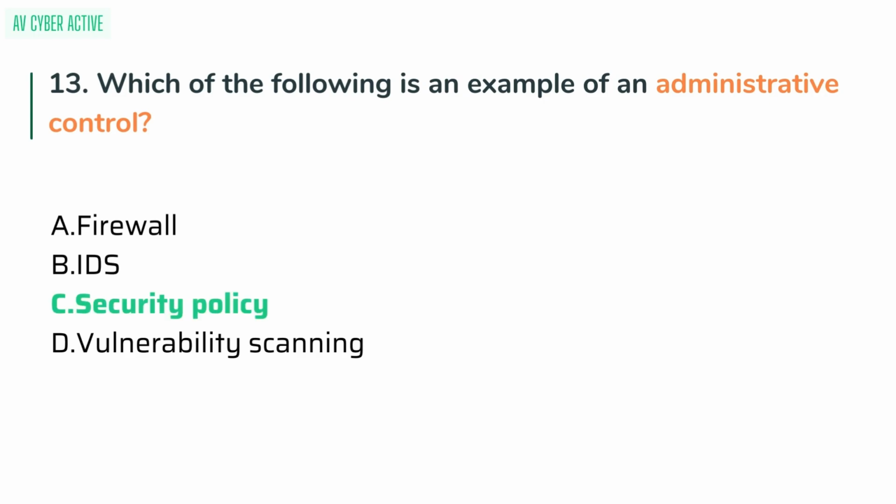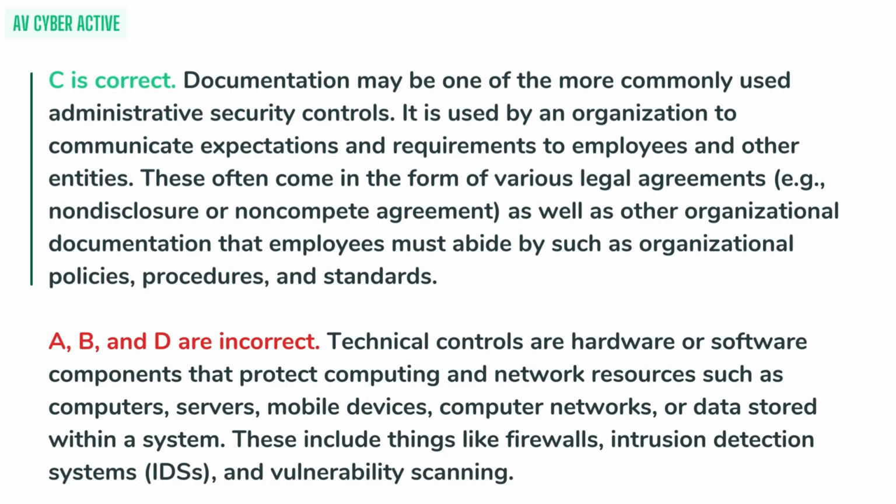C is correct. Documentation may be one of the more commonly used administrative security controls. It is used by an organization to communicate expectations and requirements to employees and other entities. These often come in the form of various legal agreements, e.g., non-disclosure or non-compete agreements, as well as other organizational documentation that employees must abide by, such as organizational policies, procedures, and standards.